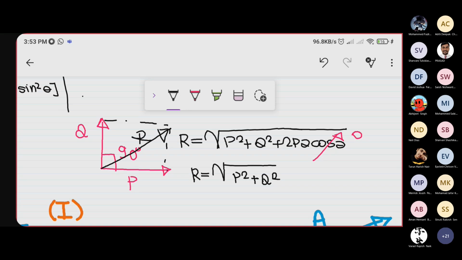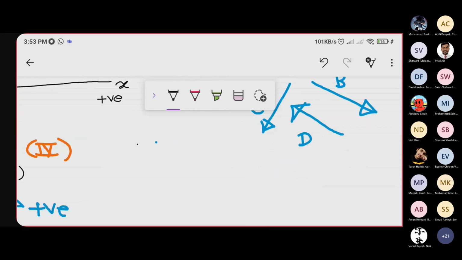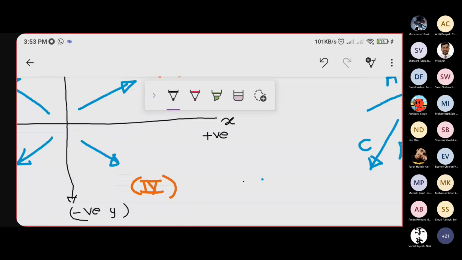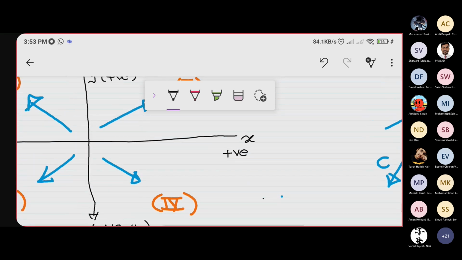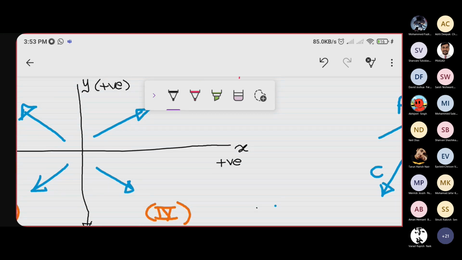Now, if I give any force here in your quadrant, then you can resolve that force into two components, horizontal x and horizontal y. Okay. So that we are going to learn in the next lecture.